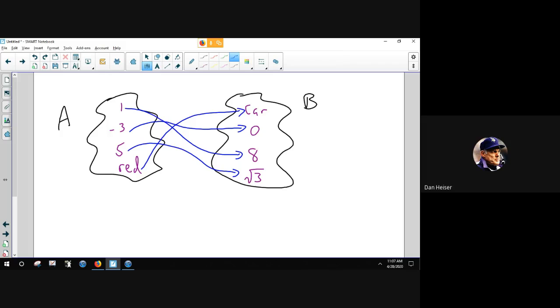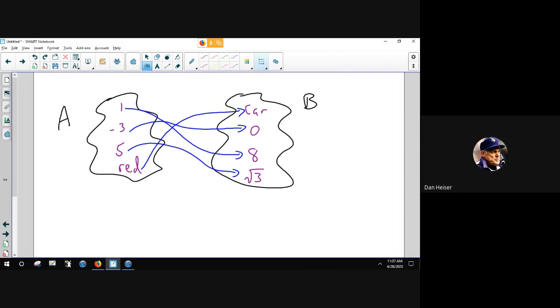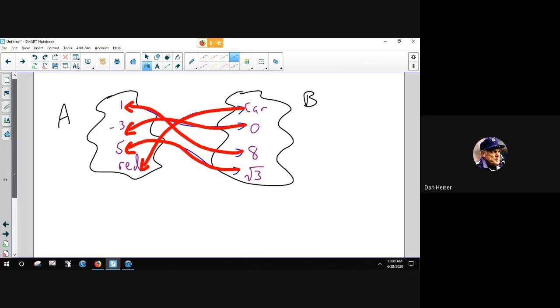An inverse function is going to be a little different. An inverse function is going to start at B and go to A. So our inverse takes 0 to -3. It takes car to red, 8 to 1, and square root of 3 to 5. That is our inverse.